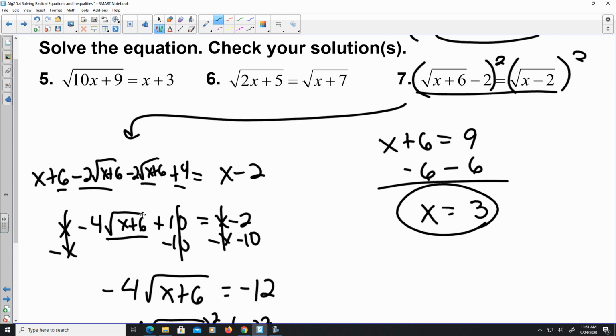3 plus 6 is 9. Square root of 9 is 3. 3 minus 2 is 1. And then 3 minus 2, 1. Square root of 1 is 1. So it checks out.